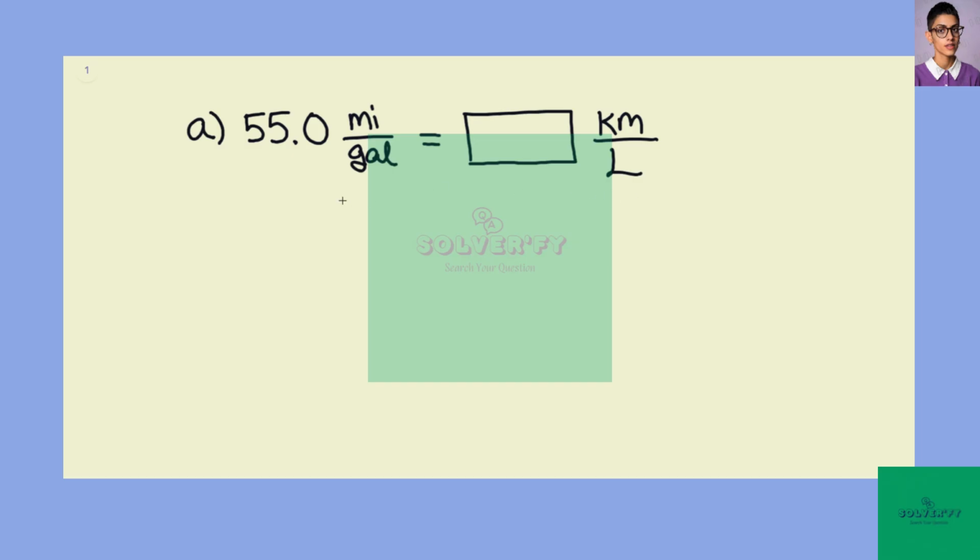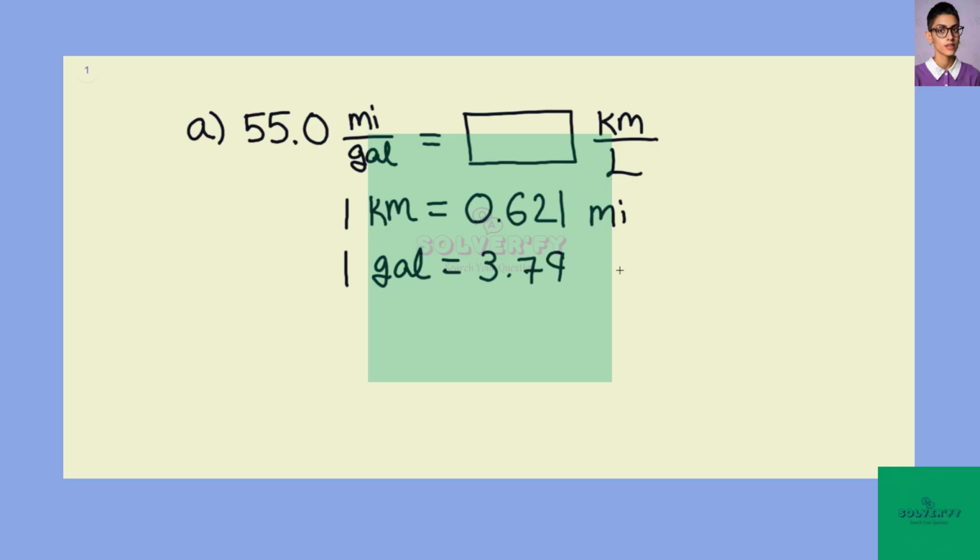So if you look at Appendix E in the book or online, you'll see that 1 kilometer is equal to 0.621 miles, and 1 gallon is equal to 3.79 liters. So there's a trick when it comes to converting your units, and let me show you how that works. So we have our 55.0 miles per gallon.